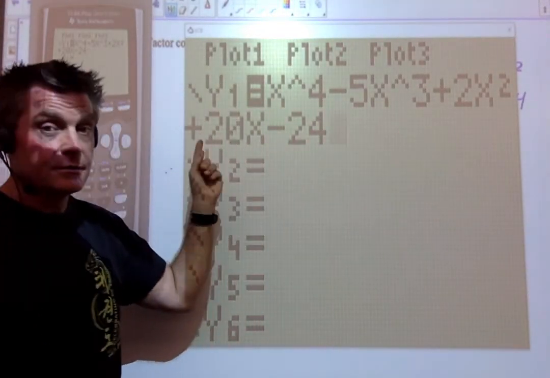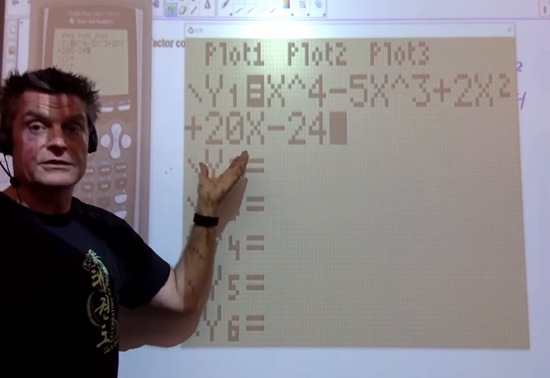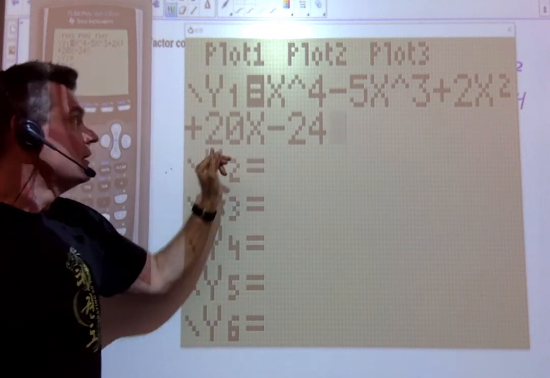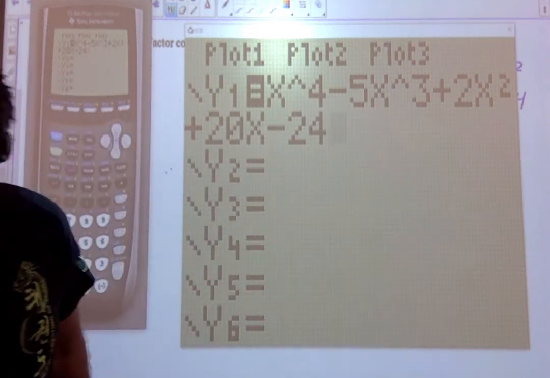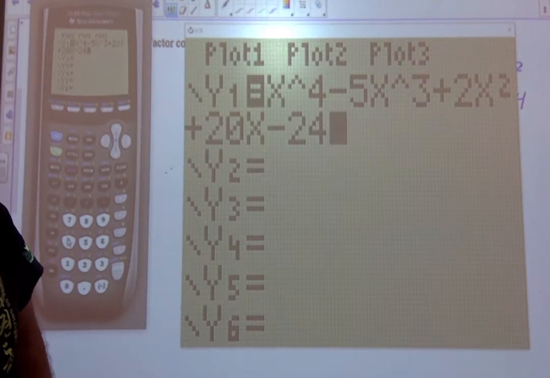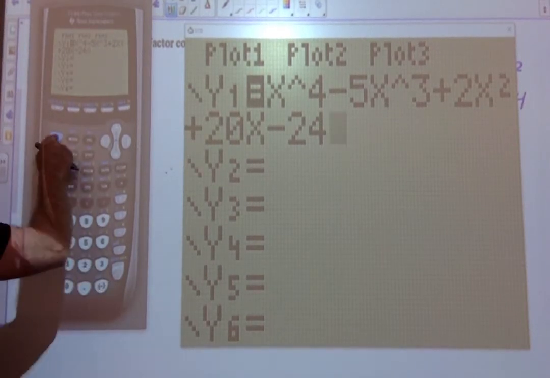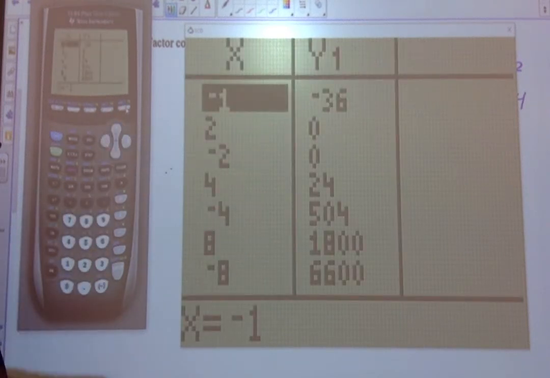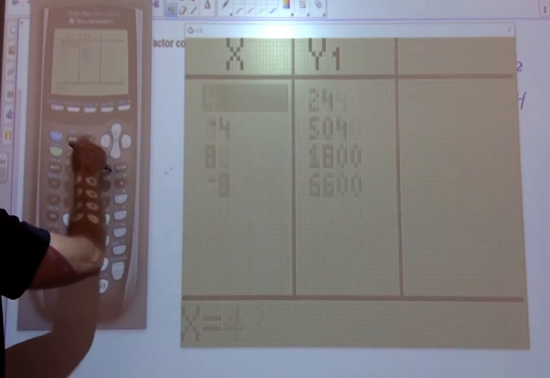Hang on, double check. My favorite thing to do with these questions is to write them down wrong, which means you're wasting your time. Double check. X to the 4 minus 5x cubed. Yes. Plus 2x squared. Yes. Plus 20x minus 24. Great. Go to the table. Oh, I can see some of the zeros already.